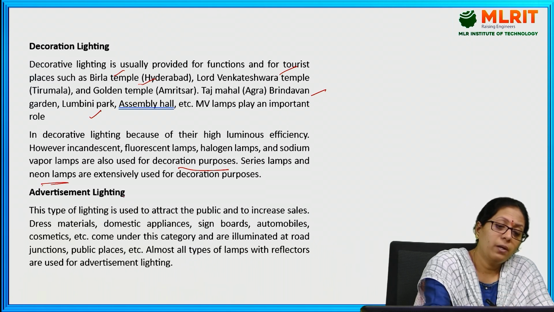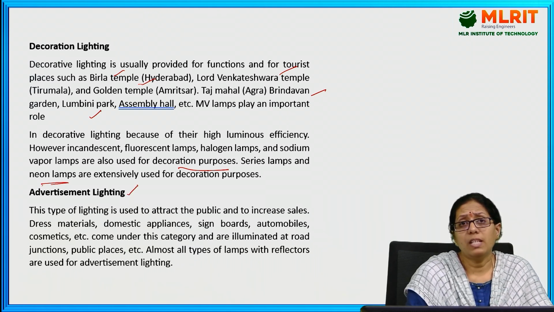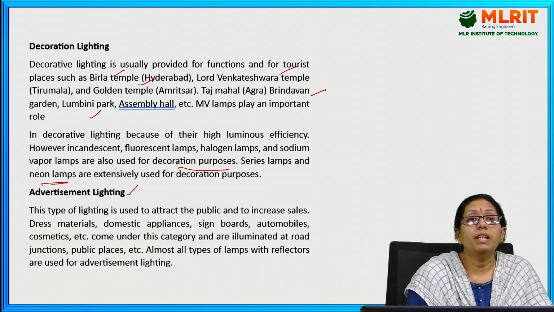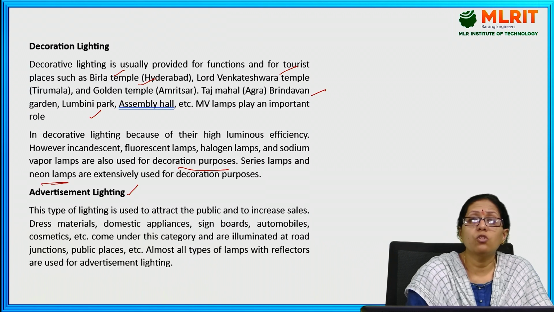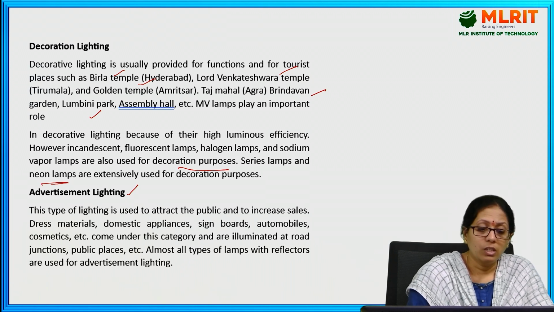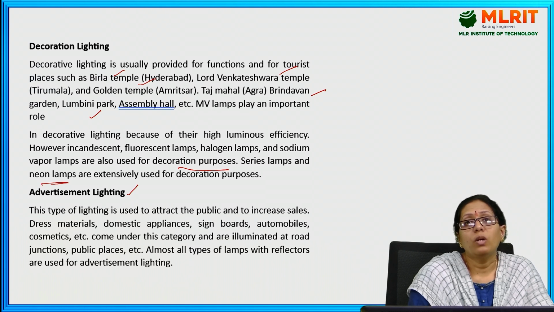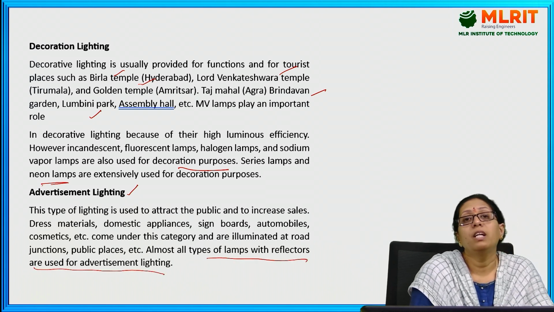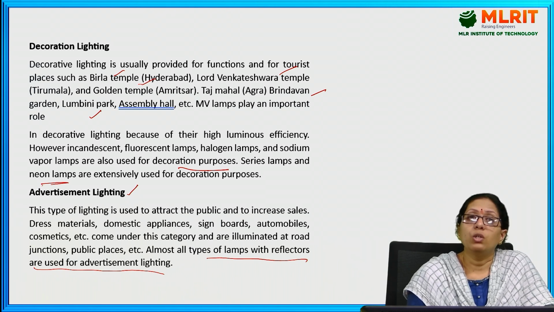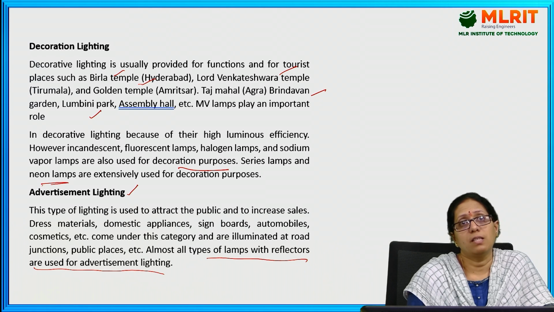Next one is advertisement lighting. This type of lighting is used to attract the public and to increase the sales, mostly in the shopping malls. The bright lighting is used in order to attract the customers. And almost all types of lamps with reflectors are used in this type of lighting system.